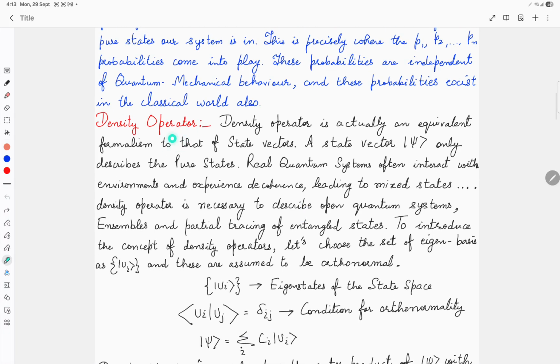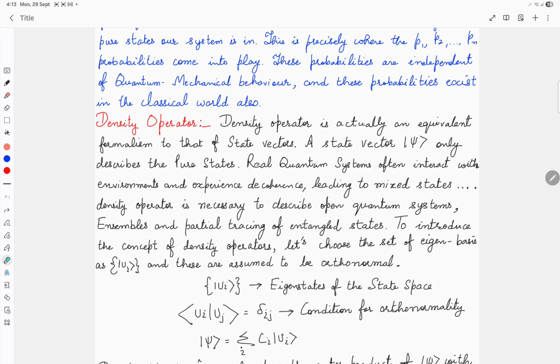Now what is a density operator? Density operator is actually an equivalent formalism to the state vectors. A state vector ket psi only describes the pure states. Real quantum systems often interact with the environments and experience decoherence. Decoherence means the system loses the quantum superposition, because the quantum supremacy of the quantum system comes from the quantum superposition, which is responsible for quantum parallelism.